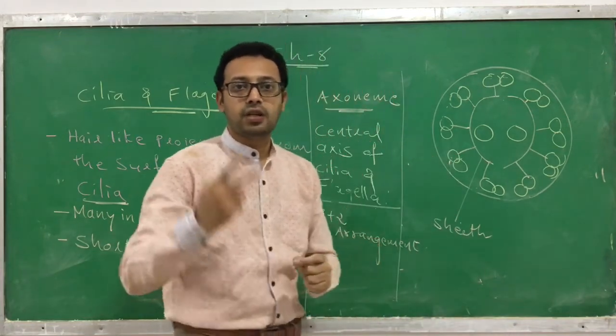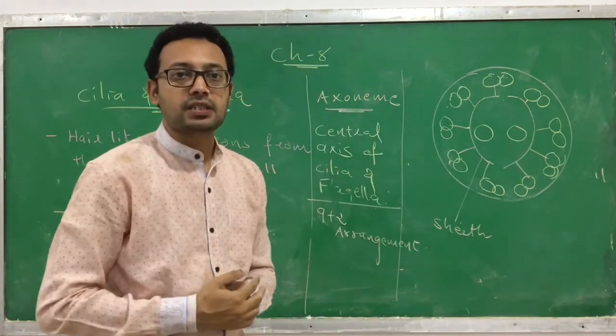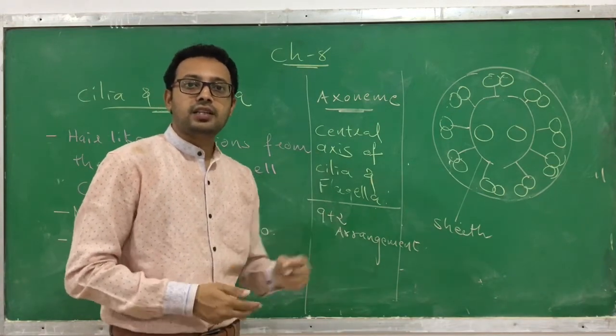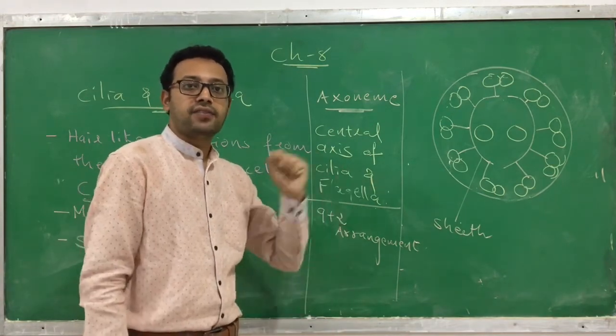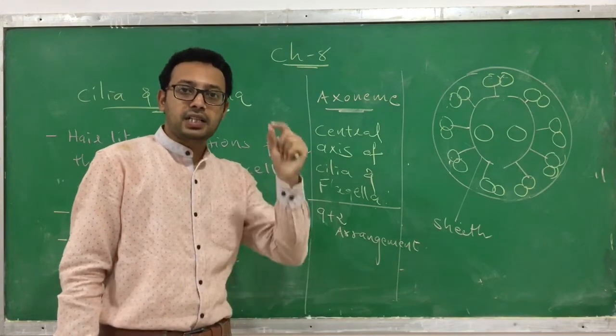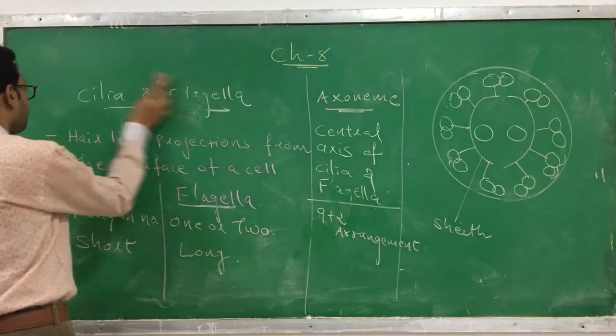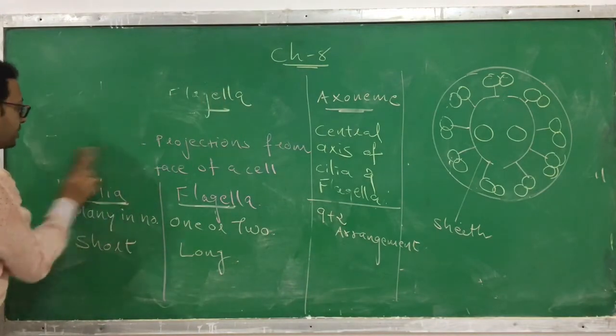So this is about the second organelle we have discussed: cilia and flagella. The first one was the cytoskeleton, the second one is cilia and flagella. Now we are discussing the last organelle of today's session, and that is the centrosome and centriole.